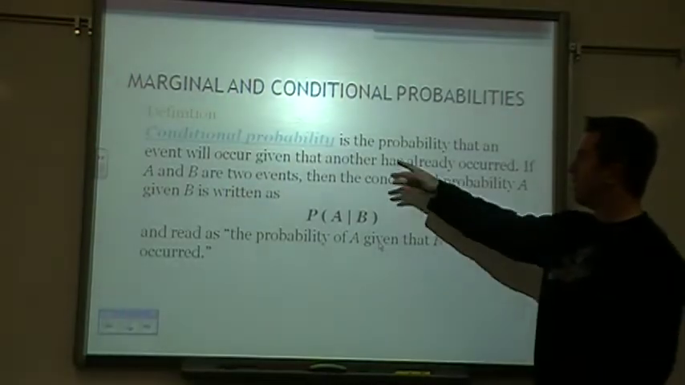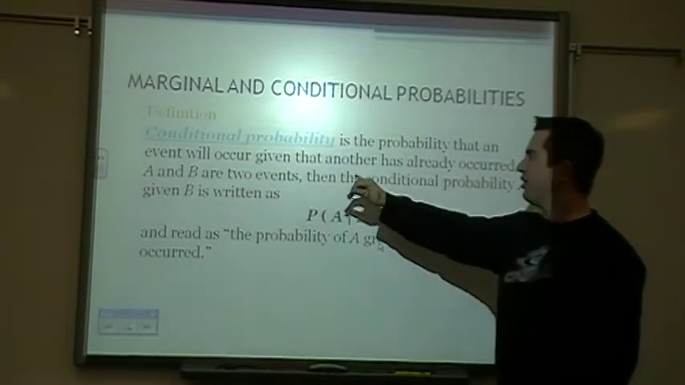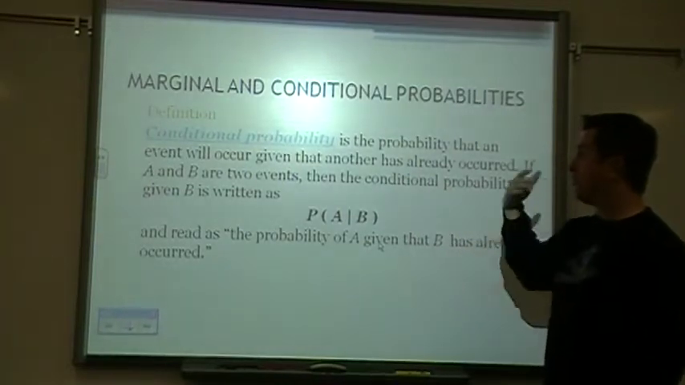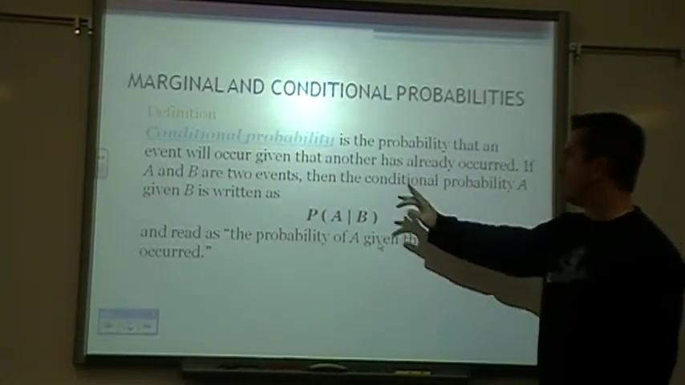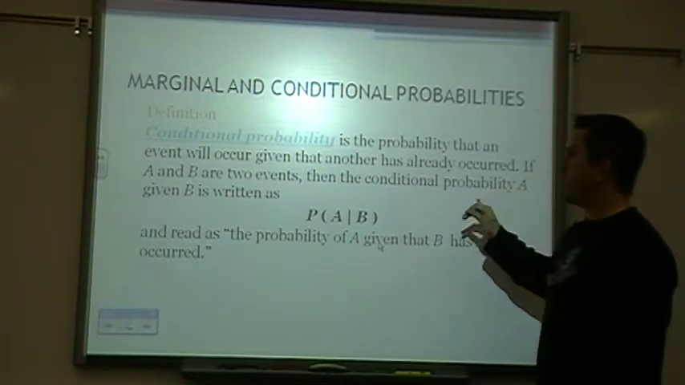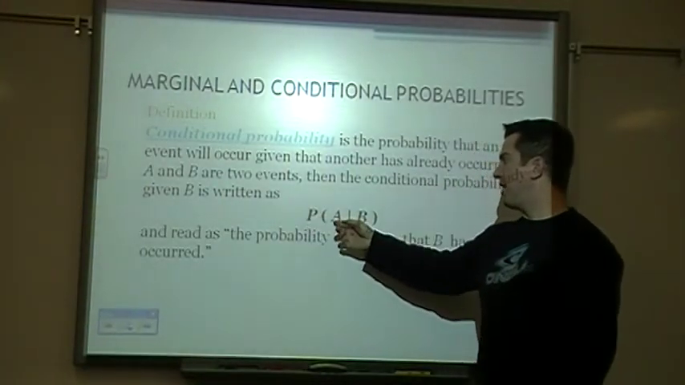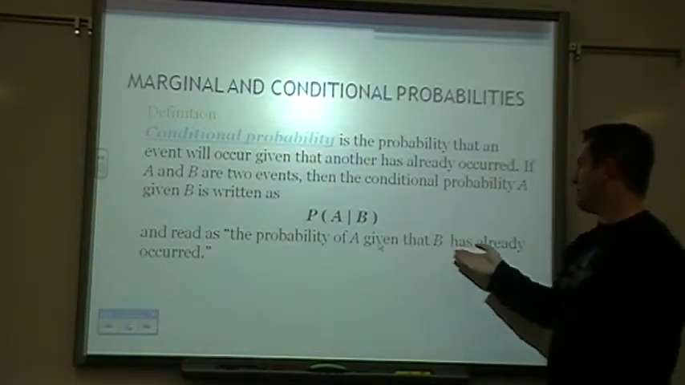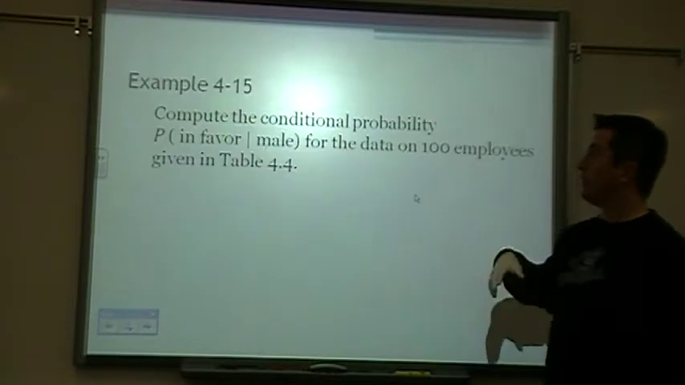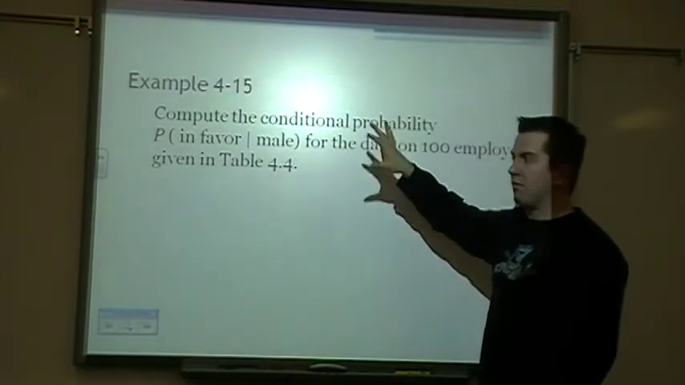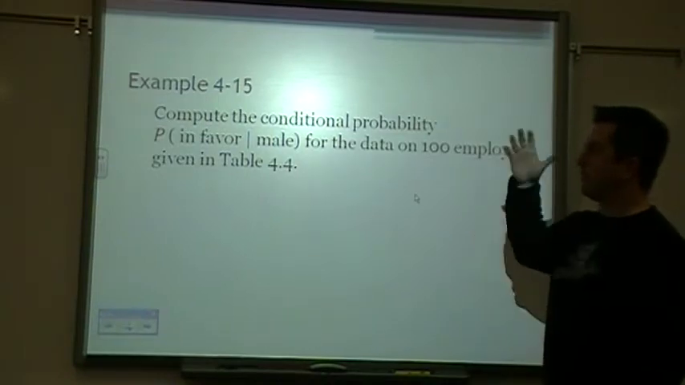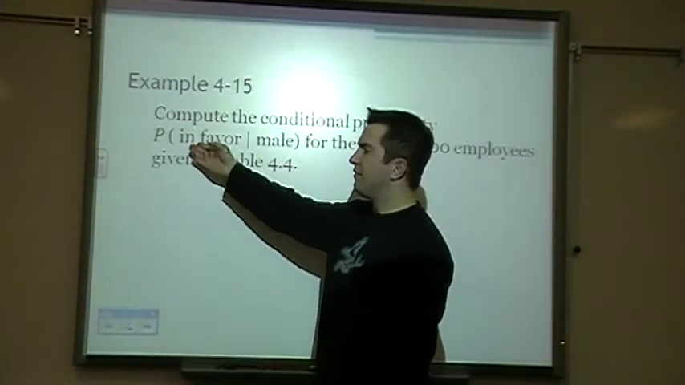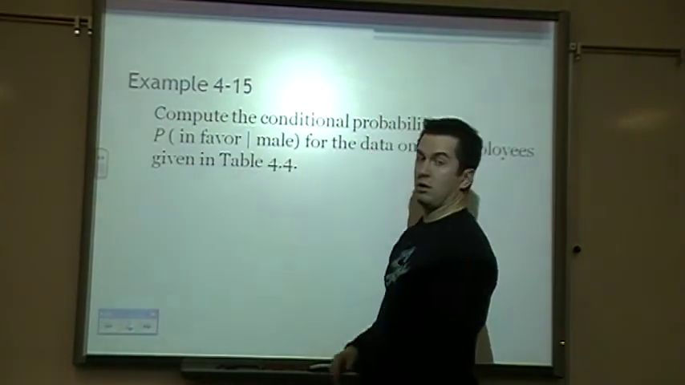Conditional probability is the probability that an event will occur given that another event has already occurred. That's what we were just talking about. Something else has already occurred. If A and B are two events, then the conditional probability of A given B is written as probability of A given B, and it reads probability of A given that B has already occurred. We're going to refer back to that table and compute the conditional probability of people being in favor given that they are male.